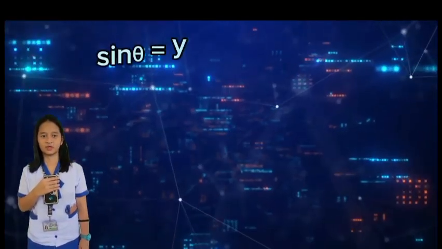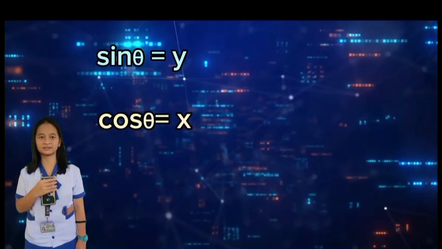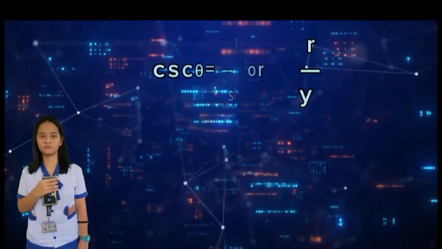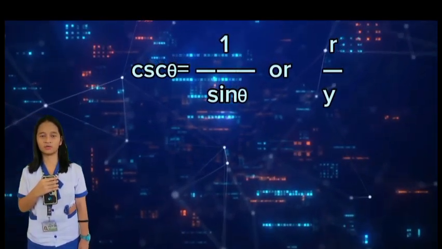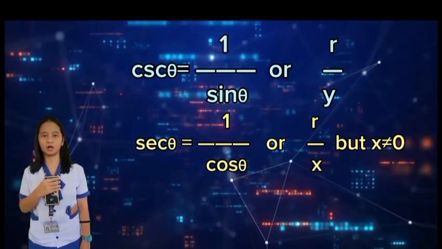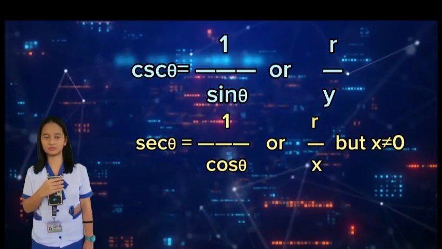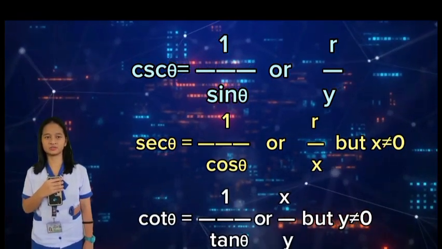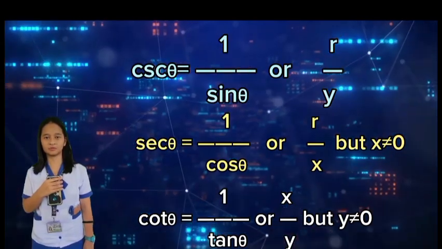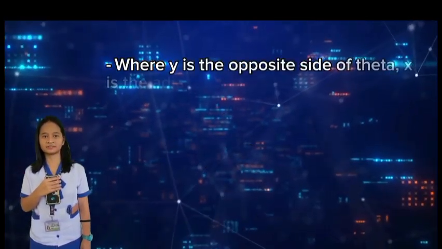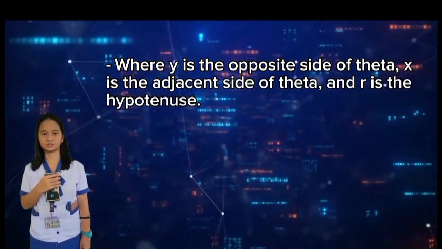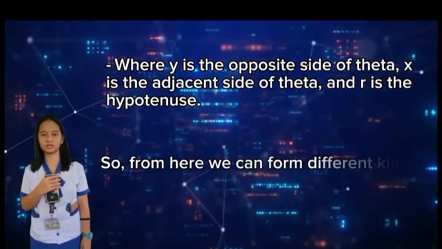Sine theta equals y, cosine theta equals x, tangent theta equals y over x, cosecant theta equals 1 over sine theta or r over y, secant theta equals 1 over cosine theta or r over x, but x is not equal to 0. Cotangent theta equals 1 over tangent theta or x over y, but y is not equal to 0. Where y is the opposite side of theta, x is the adjacent side of theta, and r is the hypotenuse. So from here, you can form different kinds of identities.